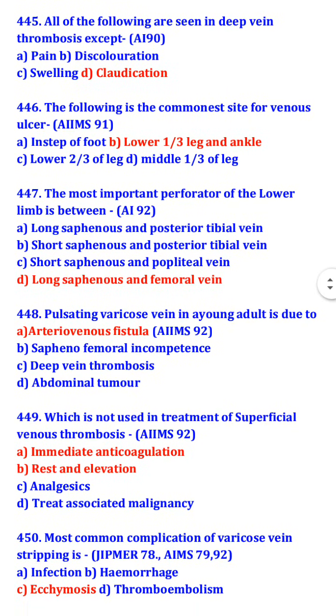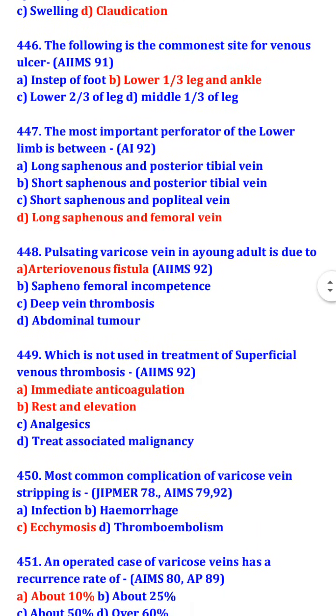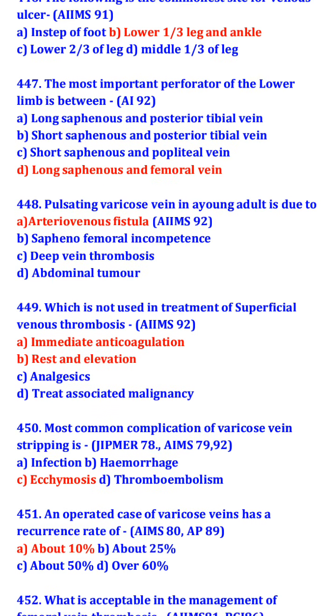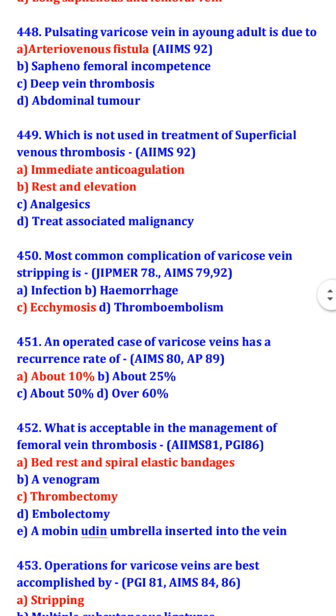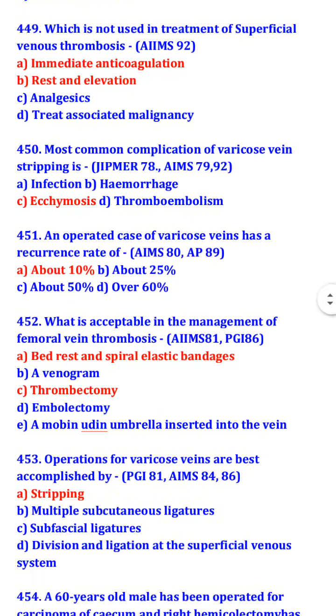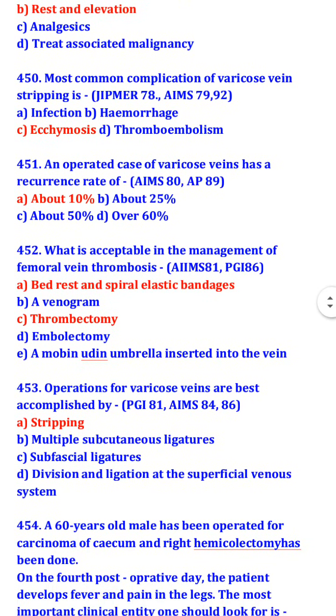A pulsating varicose vein in a young adult is due to arteriovenous fistula. Which is not used in treatment of superficial venous thrombosis? Immediate anticoagulation, and rest and elevation. The most common complication of varicose vein stripping is ecchymosis. An operated case of varicose vein has a recurrence rate of about 10%. What is acceptable in the management of femoral vein thrombosis? Bed rest and spiral elastic bandages, thrombectomy.